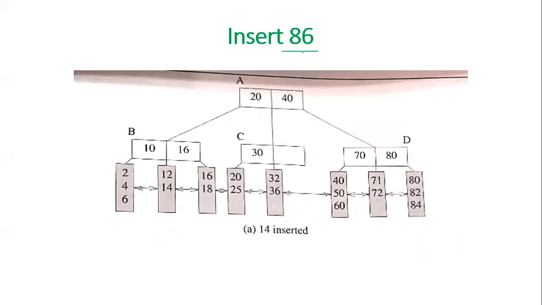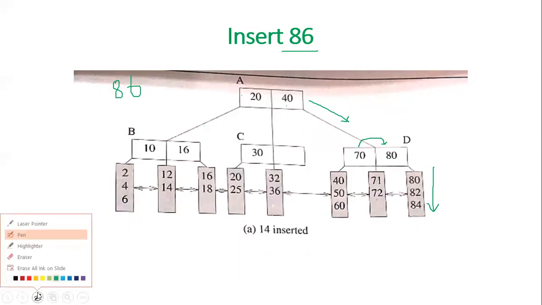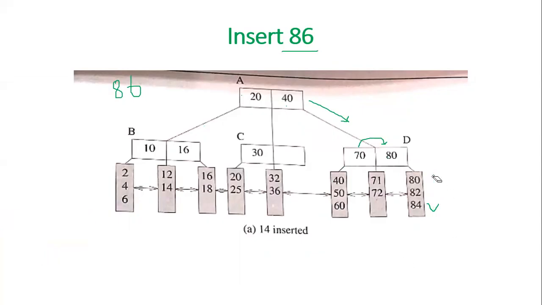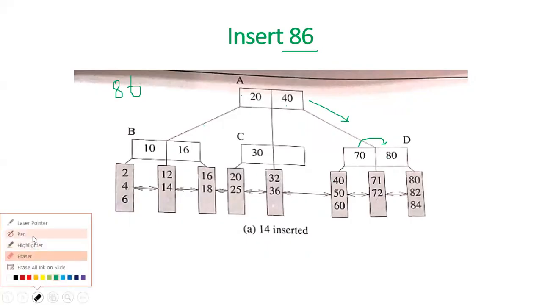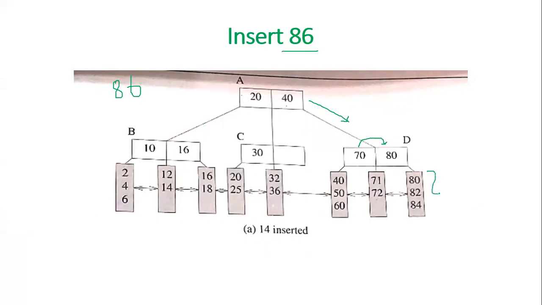86 is the one which we want to insert. 86 is greater than 20, it's greater than 40, so we have to take this path. 86 is greater than 70, and greater than 80, so we have to take this path. So we have to keep 86 here. But if you see this particular node, is it already full or not? Yes, it's already full. So you cannot insert. But as usual, we'll pretend to insert.